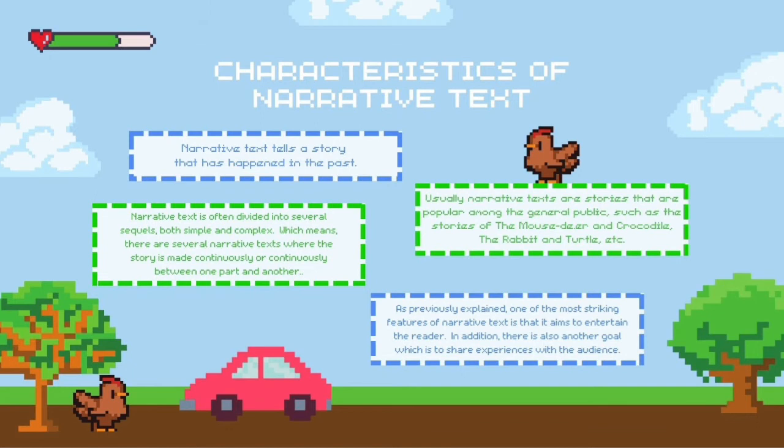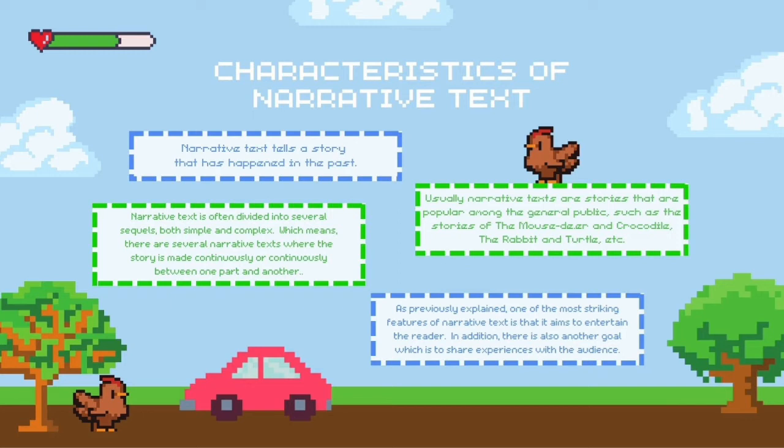Characteristics of narrative text. The first one, narrative text tells a story that has happened in the past. Second one, usually narrative texts are stories that are popular among the general public, such as the story of the mouse, deer, and crocodile, the rabbit and turtle, etc. Third one, narrative text is often divided into several sequels, both simple and complex, which means there are several narrative texts where the story is made continuously between one part and another.